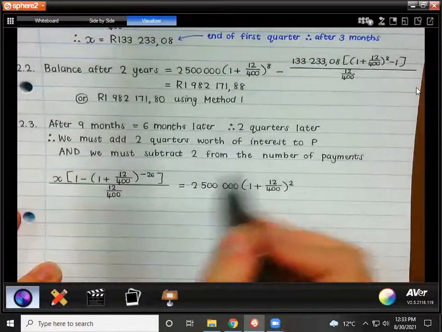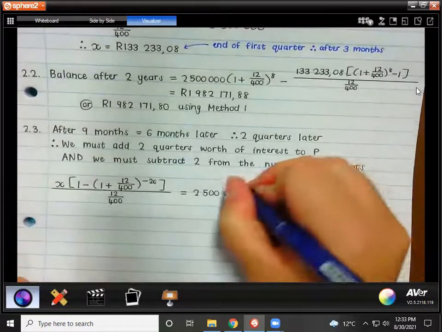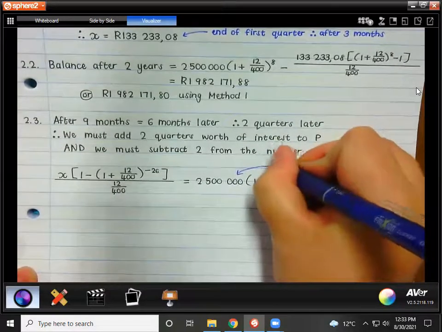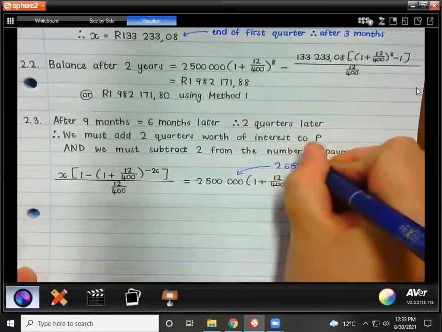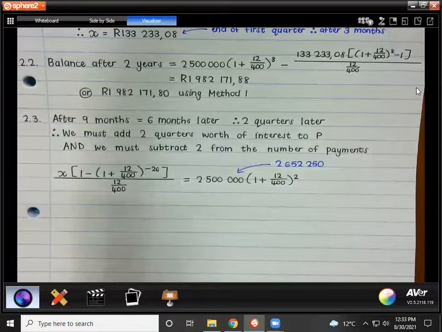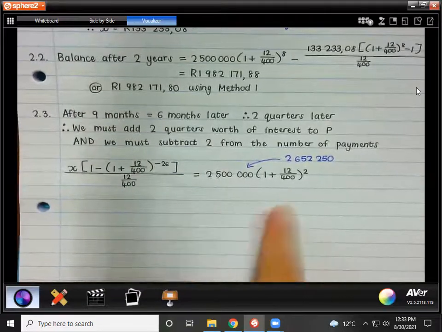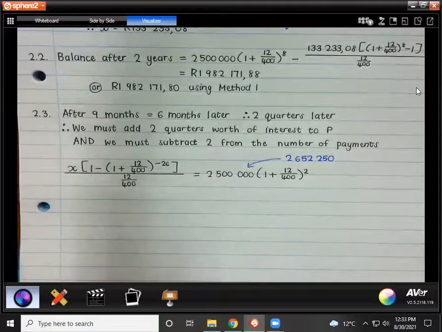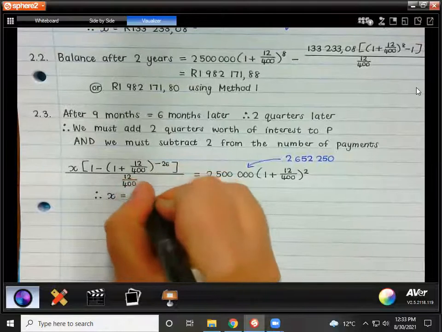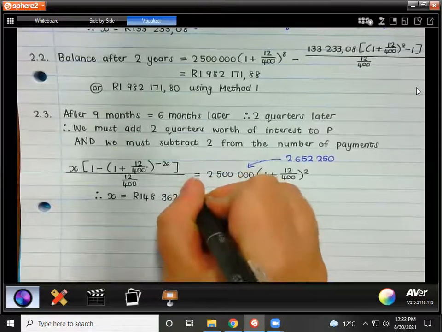Now guys, if you wanted to calculate this separately, I'll just quickly write down what that was equal to, because you could have done this in a separate step. I know some people prefer to do it like that. This was actually 2,652,250. So that is the new loan amount because you have to add 2 quarters worth of interest to it. Then you're going to do the same thing. You're going to times by the interest rate, divide by that whole bracket. So your quarterly repayments now will be equal to 148,362 Rand and 33 cents.